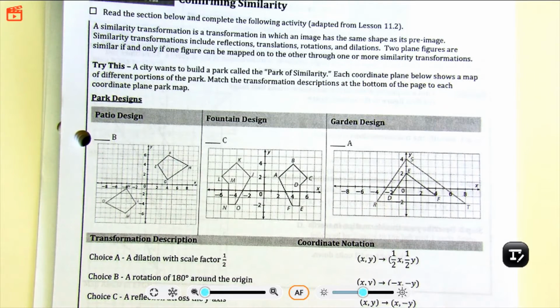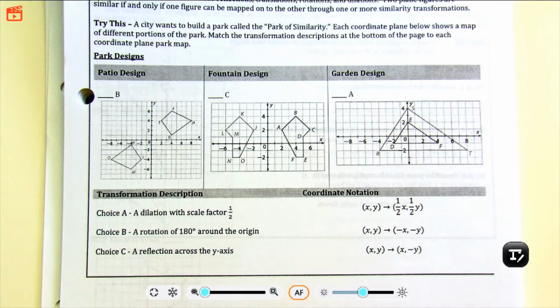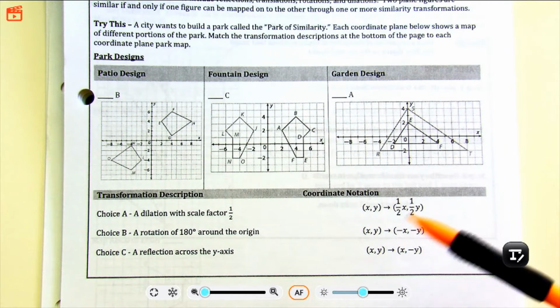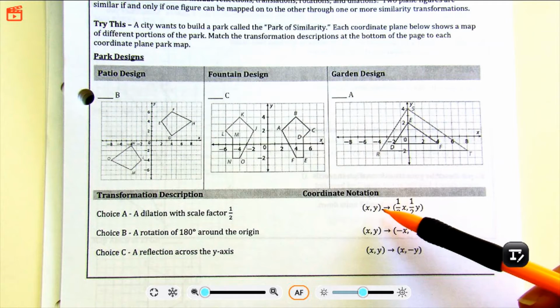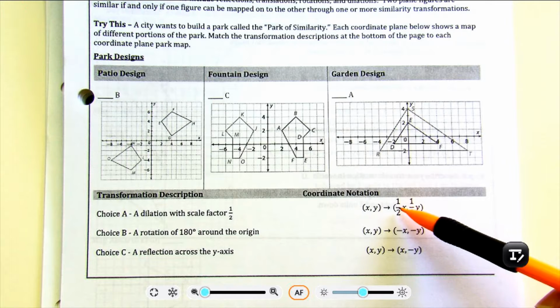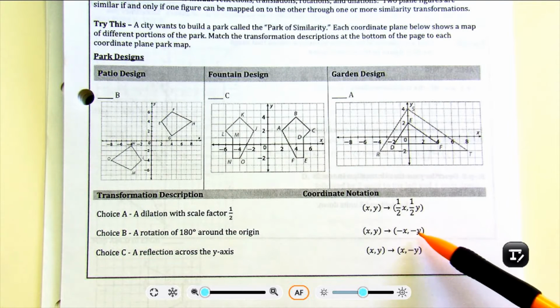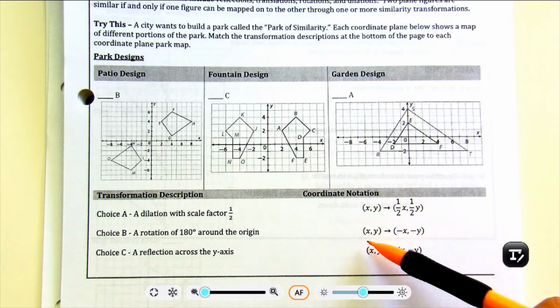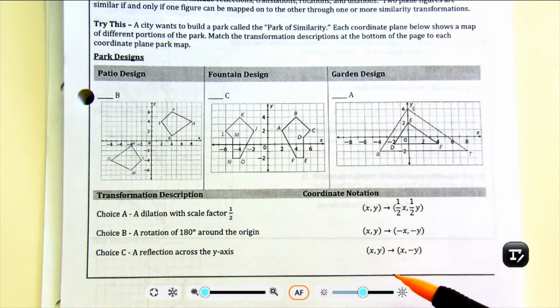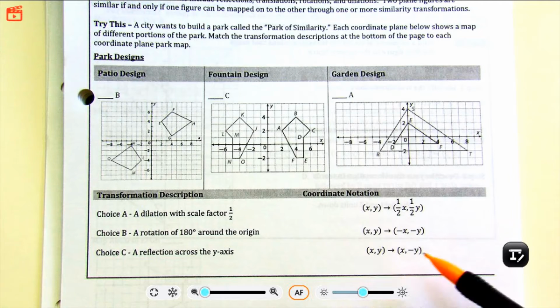We are going to have to use coordinate notation in this section. If you remember that from the previous lessons, coordinate notation is where we have a point (x, y), and if we have a dilation, we use a multiplier on each x and y. This is an example of a rotation: (x, y) becomes (-x, -y). And this is an example of a reflection across the y-axis. Now, I don't expect you to remember these rules. I am going to be attaching a document, a cheat sheet that shows all of these rules summed up so that you can refer to them as you do the problems. Okay, so let's get started.